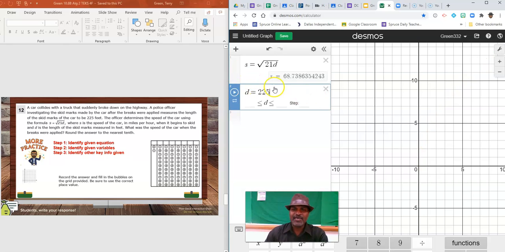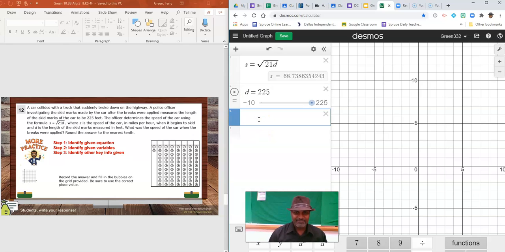If we do that, then we see that S is 68.73. So the correct answer to the nearest tenth is going to be 68.7. So 68.7 is your answer to the nearest tenth. So let's keep moving.